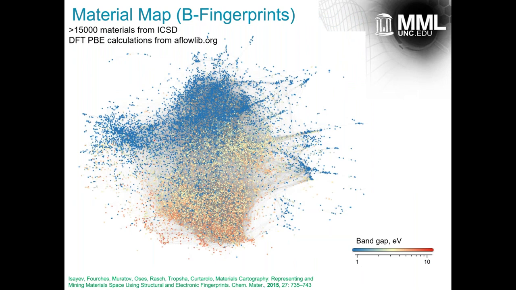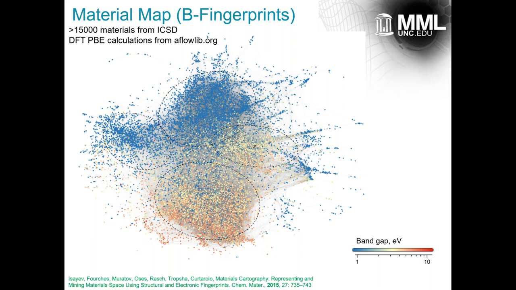The initial exercise, just to illustrate what can be done with this representation, was what we've called a materials map, or materials cartogram. For 20,000 materials, each of them is represented by a point in the high dimensional descriptor space mapped onto two dimensional space. Each material in this database has been represented by fingerprints and then clustered by the fingerprint similarity. The picture you see on the screen is the first massive representation of a large materials database in the space of what we called B fingerprint, which is Venn diagram based fingerprints.